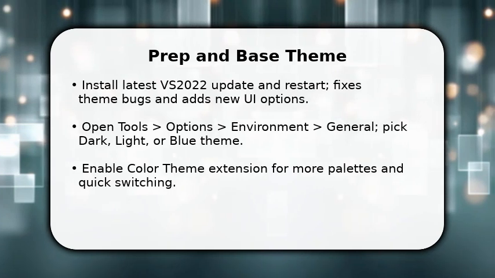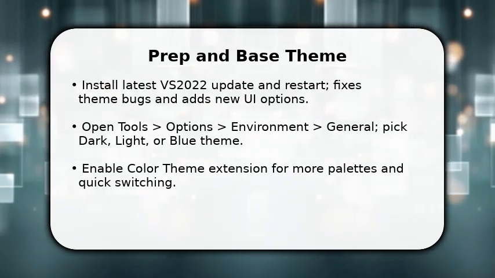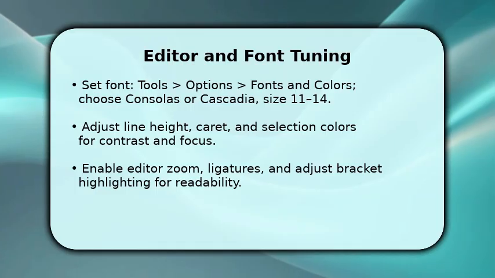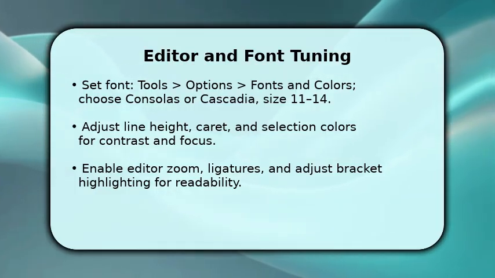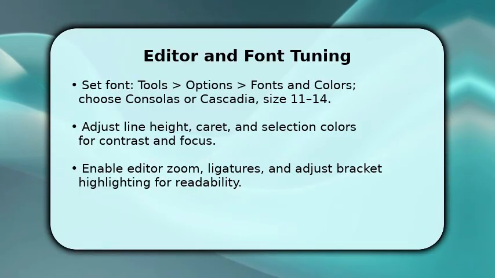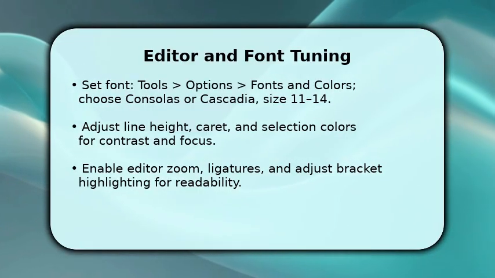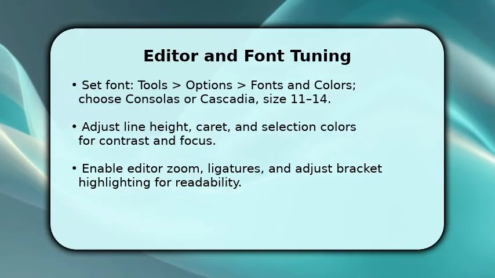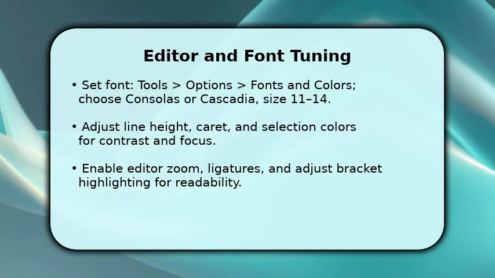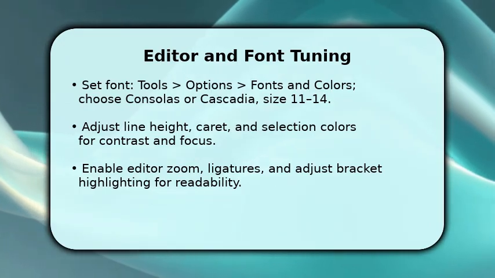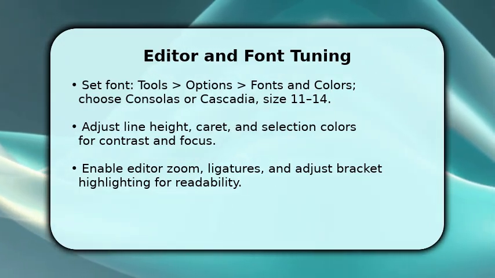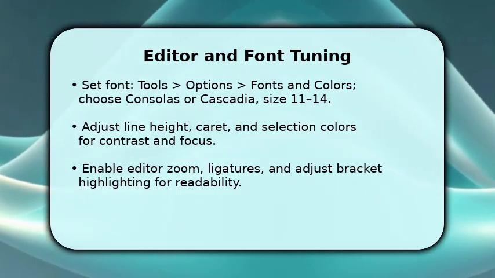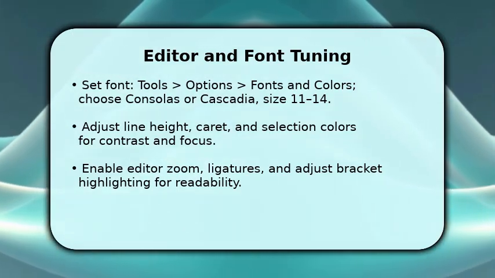Next, refine the editor because this is where you spend most time. You should pick a mono font like Consolas or Cascadia and set size between 11 and 14 so code density and readability balance. Once done, tweak line height and selection / caret colors to improve focus. Higher contrast reduces errors. Make sure bracket highlighting and editor zoom are enabled for easy navigation, and consider turning on ligatures if you prefer.